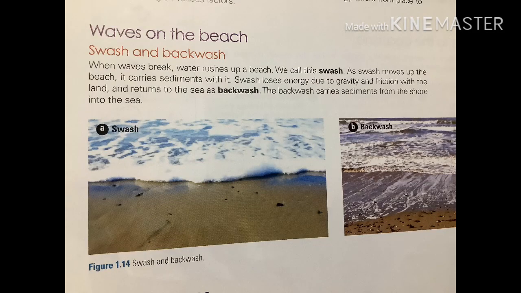Now on the beach itself, you have two types of wave movement that you will see. The inward waves that come towards you are called the swash, and the one that moves backwards after it hits the coastal area is called the backwash.